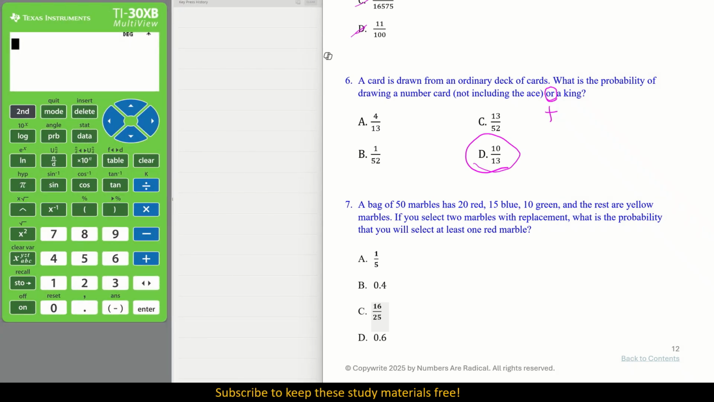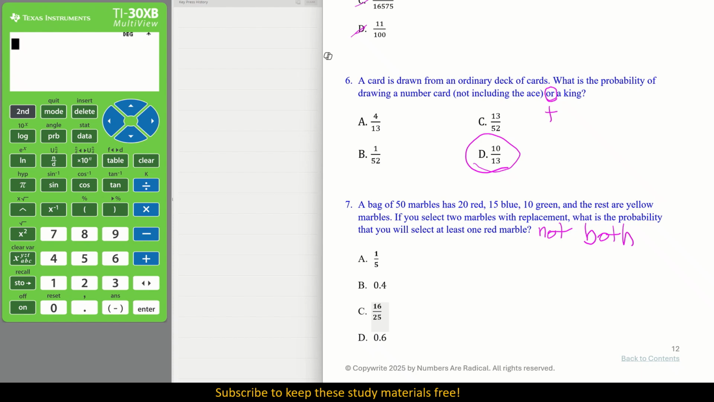Number 7, a bag of 50 marbles has 20 red, 15 blue, 10 green, and the rest are yellow marbles. If you select 2 marbles with replacement, what is the probability that you will select at least 1 red marble? Okay, what do we need to do? Well, first thing we need to realize is that at least 1 marble, but not both.